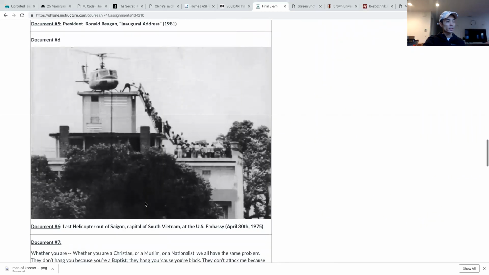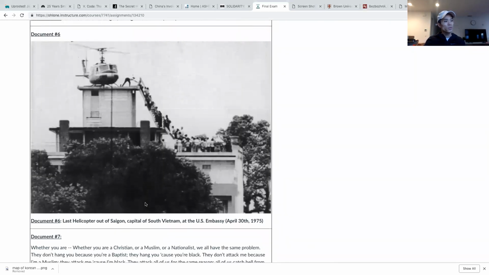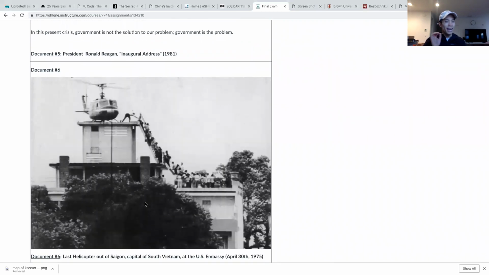All right, let's see what else we have. Document number 6. This is the iconic image of the last helicopter out of the city of Saigon. Saigon was the capital of South Vietnam. This is the last helicopter out of the US Embassy, April 30th, 1975. It's a dark day in Vietnamese American history. This was the collapse of the South Vietnamese government, and this is the last ticket out of town if you were on the American side.